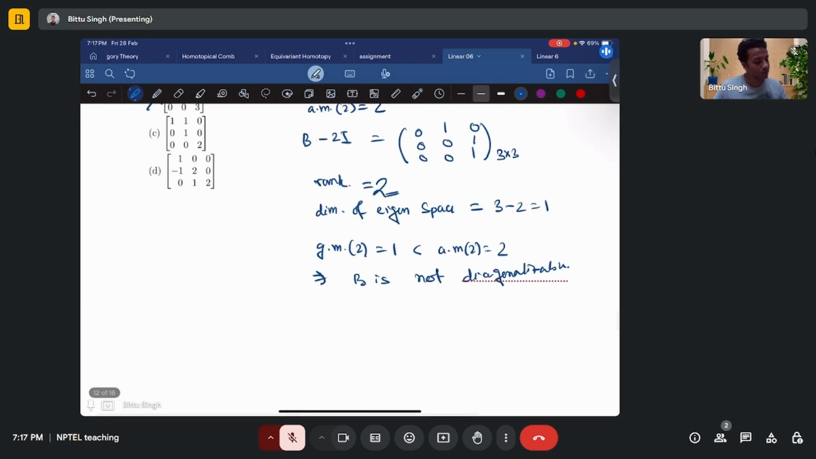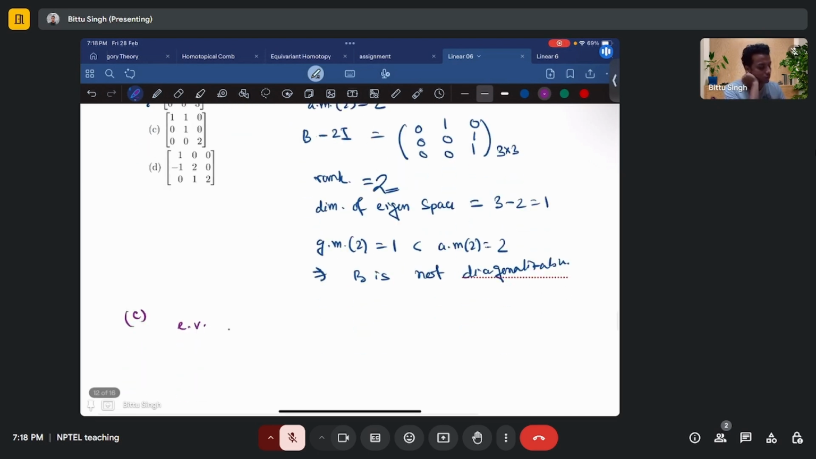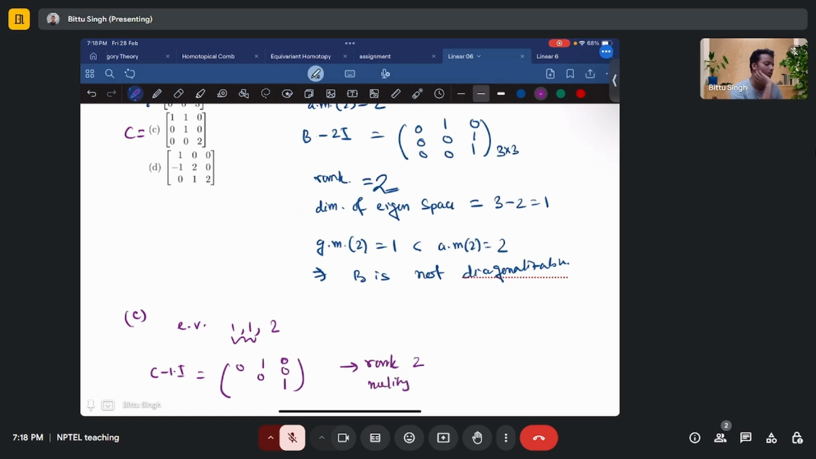Next option is, we need to check if C is correct or not. Let us write C. Here again the eigenvalues are 1, 1, 2, with 1 occurring twice, so we check C minus 1 times I. This is 0, 0, 1, 1, 0, 0, and the rest of the entries are 0. So this is an upper triangular matrix. Again, rank 2, nullity 1.